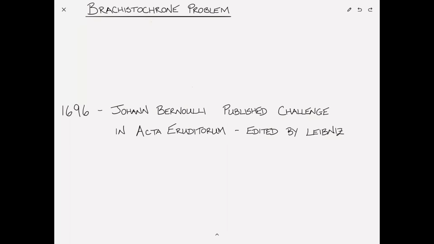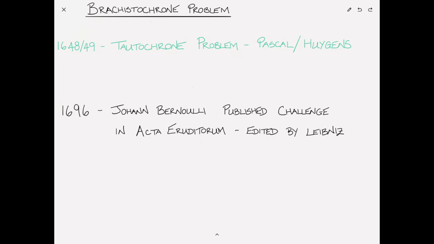So this idea of posing mathematical challenges in journal publications was nothing new. In fact, about 50 years before that, in 1648, the Tautochrone problem, which is a related problem to the Brachistochrone problem, we'll talk more about that later, was posed by Pascal in a journal, and it was solved by Christian Huygens.